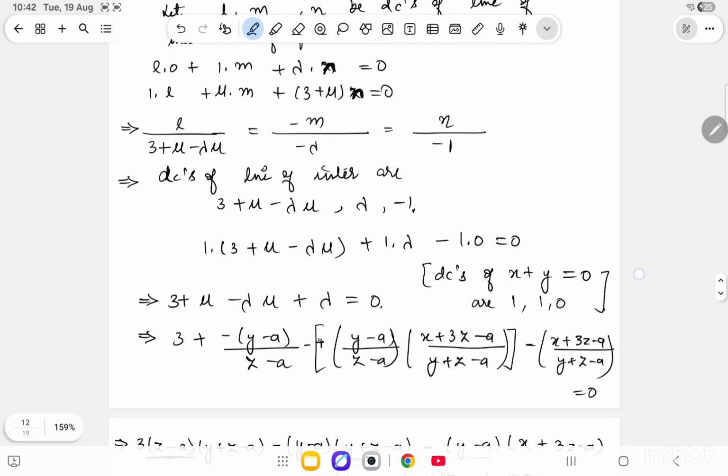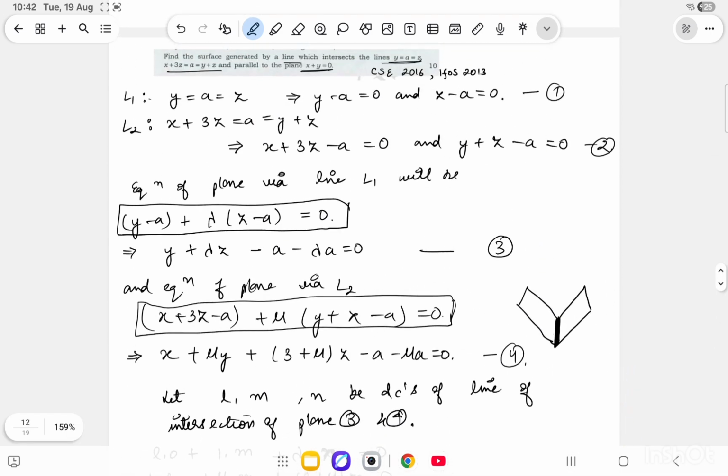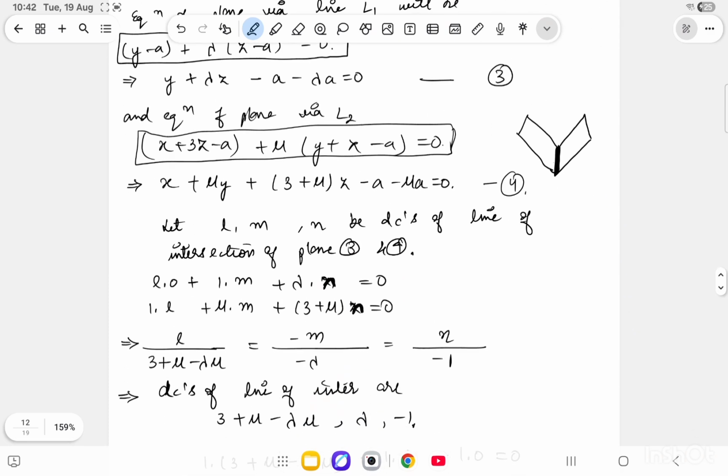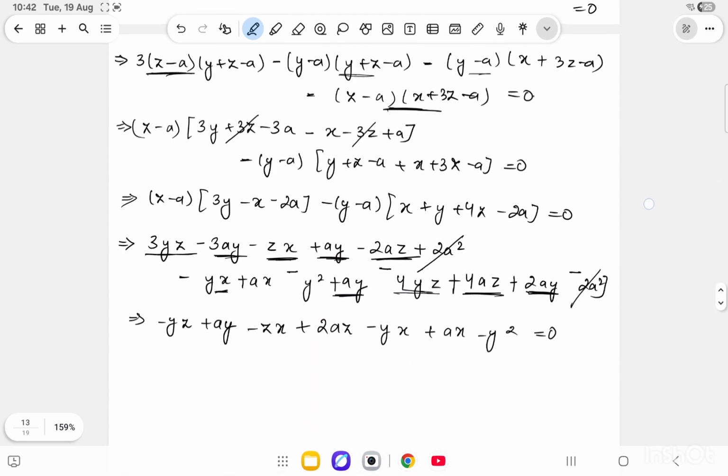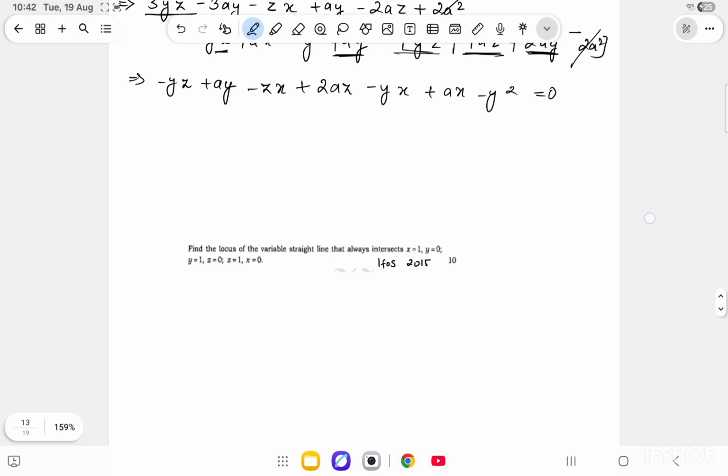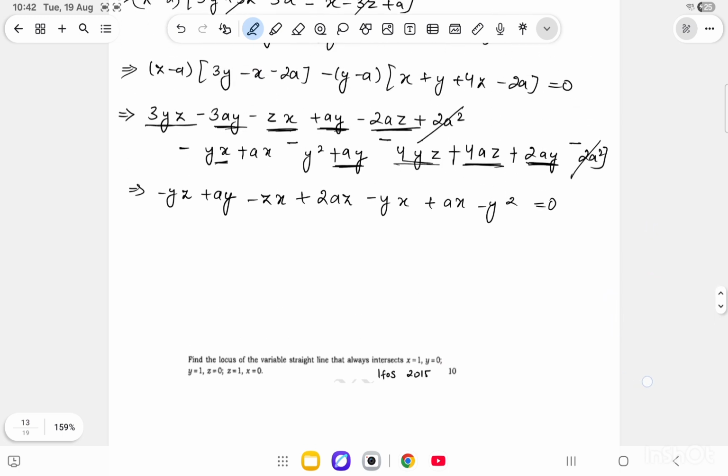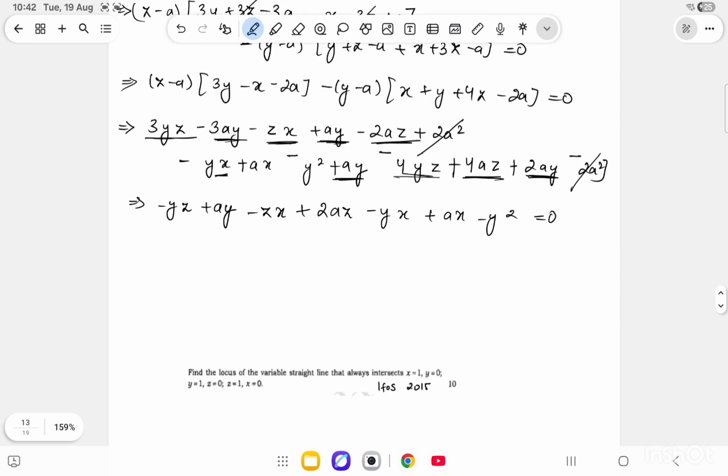So what we're supposed to prove is, okay, we are just supposed to find the surface. We are not supposed to prove anything. So I guess this is the required surface. Let's see if we could simplify it further.